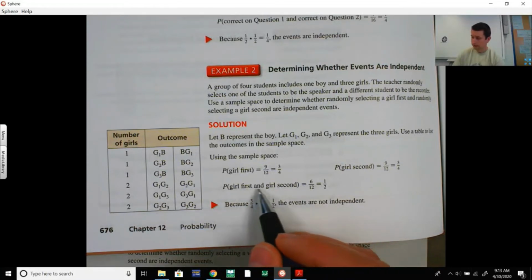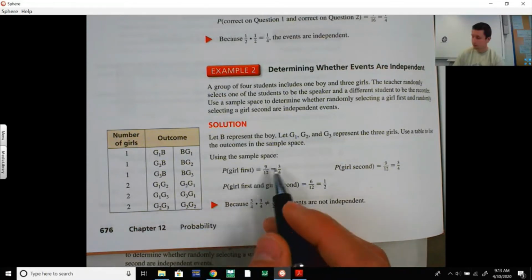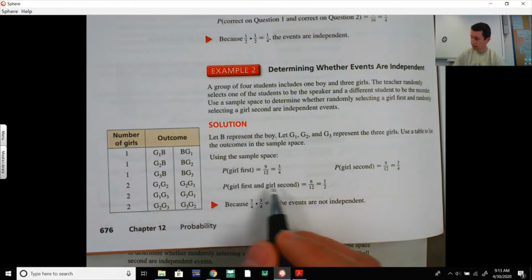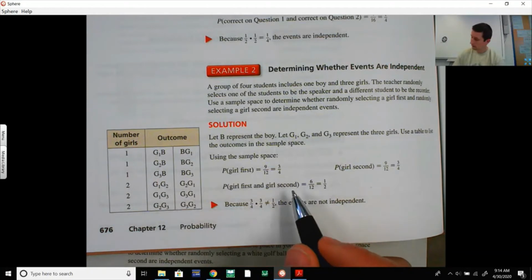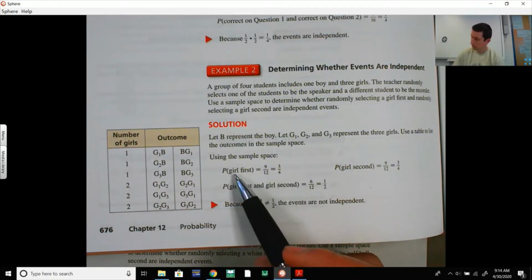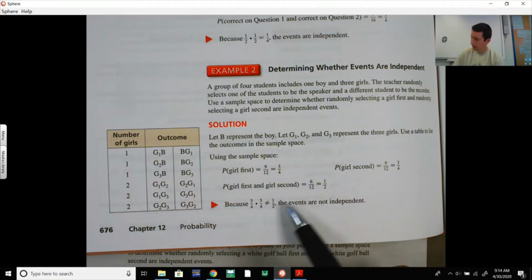If you just look at this, it's something different. Don't look at these lines up here. Probability of girl first and girl second, there are 6 times that happened, the bottom 6. So they're checking, does girl first times girl second equal 1/2? And you're like, well, 3/4 times 3/4 does not equal 1/2, so they're not independent.